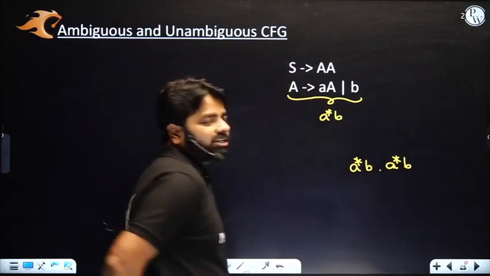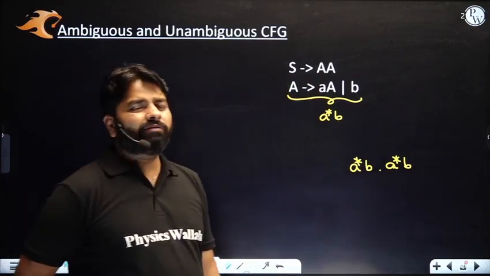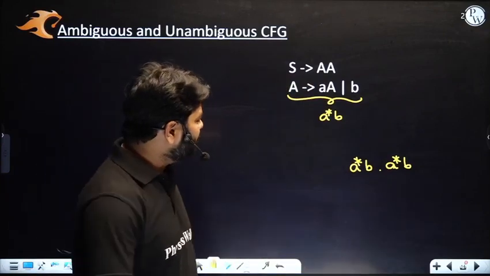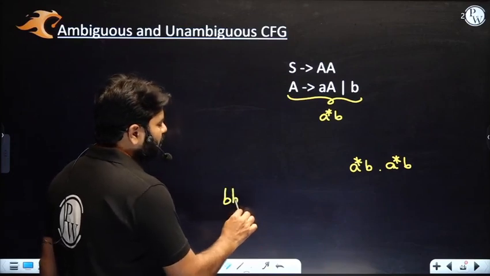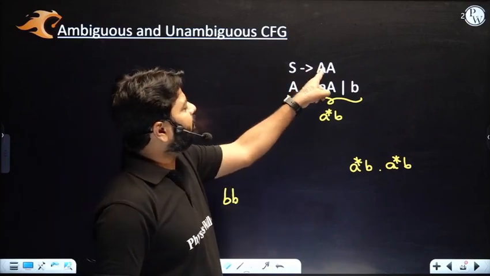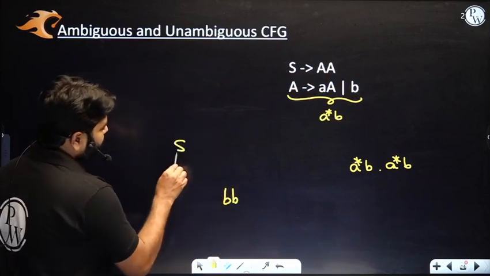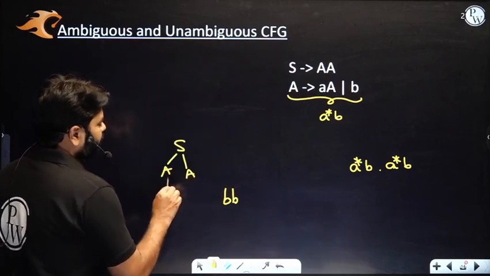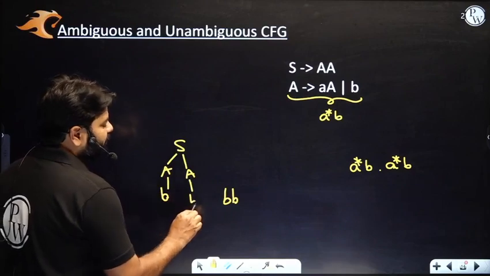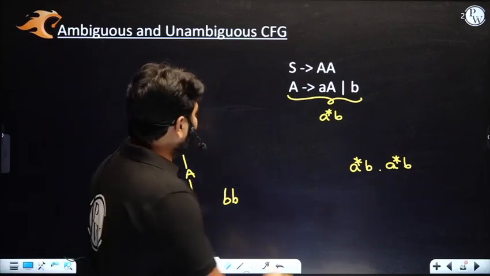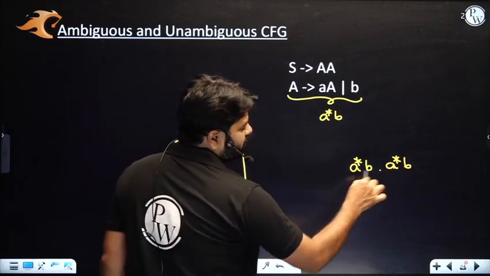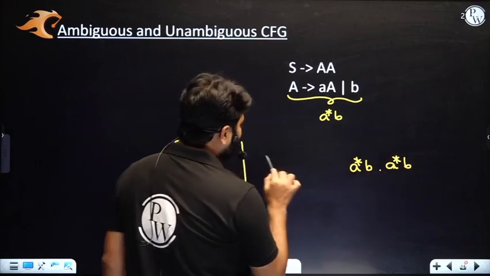Now you give me any string from this. Do you have only one way? Suppose I give the minimum string, double B. How many ways do you have? Directly you go to capital A B and another capital A B. Only one way you do it, like S to AA, then one A derives B, the other A derives B. That's it. And if I ask for another string from this, let's say B, A B B.